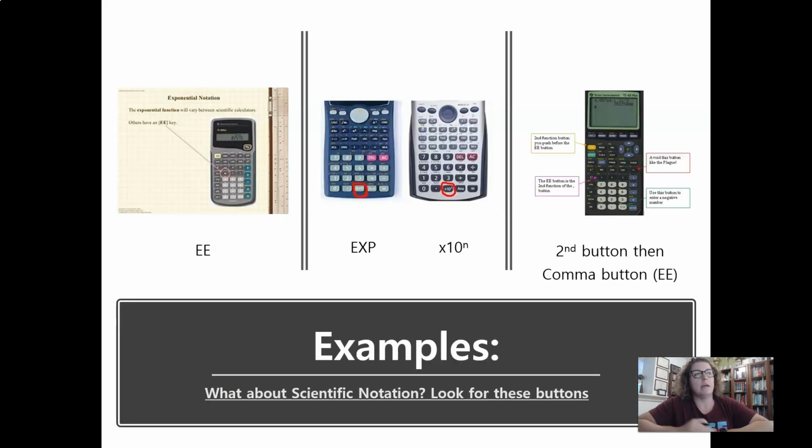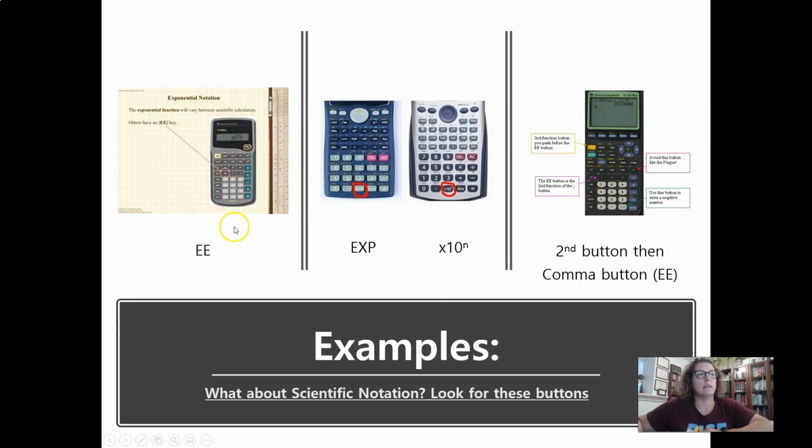So usually with the scientific calculator, most students get a Texas Instrument one, as you see right here, and also this blue one right here. And you have to find a certain button that works for your calculator. And it's either called the double E button or EXP. Most students have that one. Even graphing calculators have the EE button.